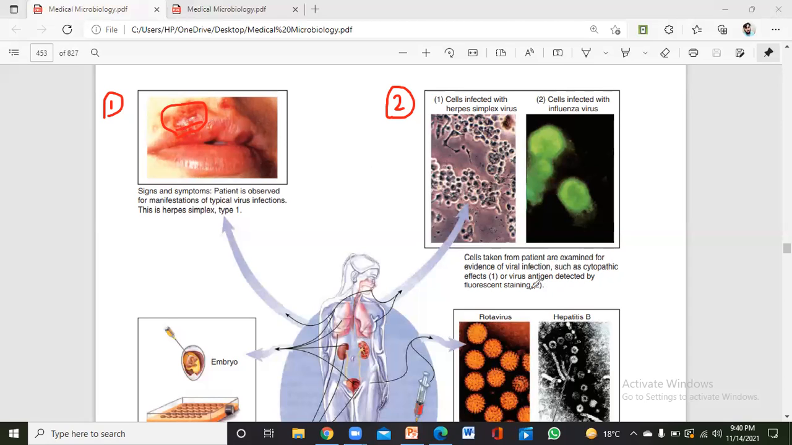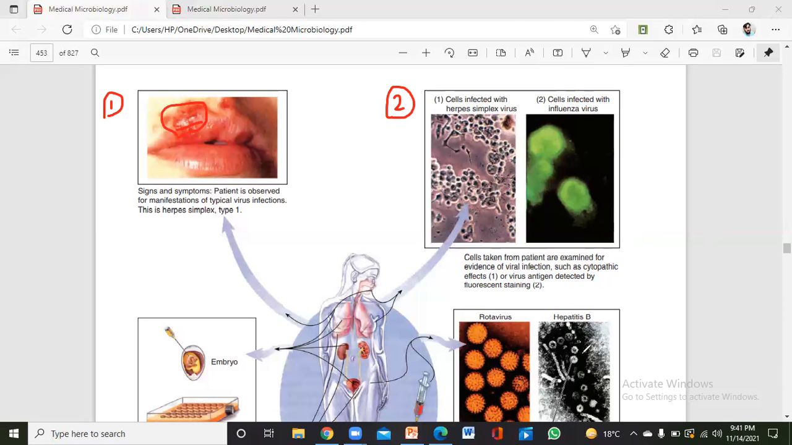Second is that virus antigen can be detected by fluorescent staining. Fluorescent staining is very important, and it is an easier way to detect a virus. There are different types of stains that are used to stain viruses and cells. You will apply those stains, and after that you will look at it inside the microscope, and you will see whether these cells are infected by a virus or not. I will discuss these techniques in more detail in later videos. In this video, I'm just telling you the techniques of detecting a viral infection. So this is the second way.